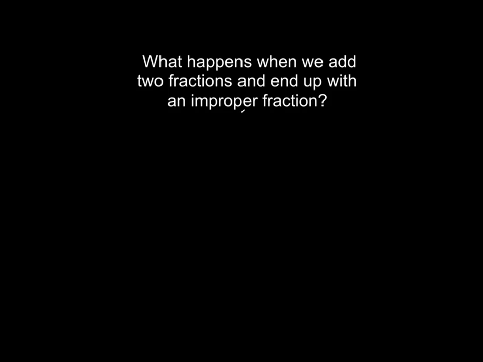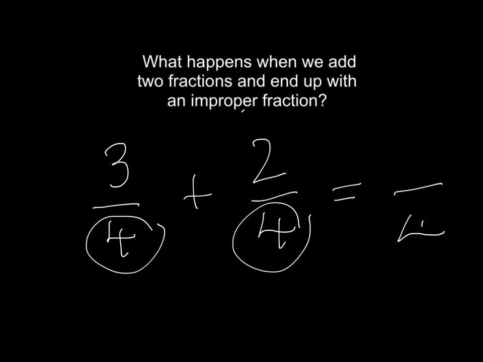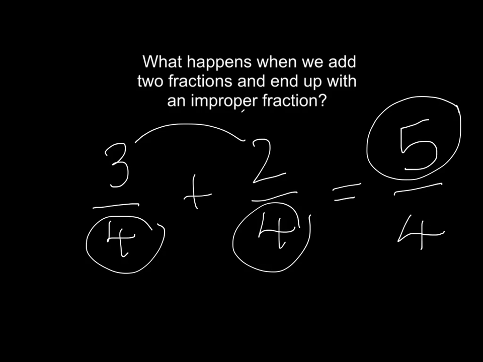So what happens when we add 2 fractions and end up with an improper fraction? Let's have a look at 3 quarters plus 2 quarters. Okay, our denominators are the same, so we know that that's going to be in our answer. And now we add the 3 plus the 2 and we get 5 quarters. And this is an improper fraction because the numerator is bigger than the denominator.